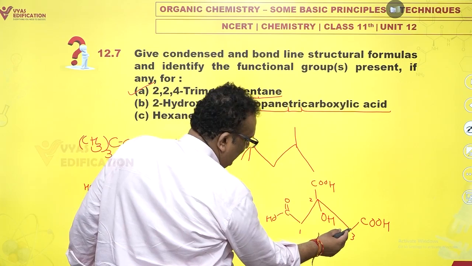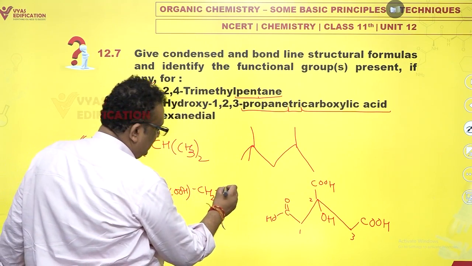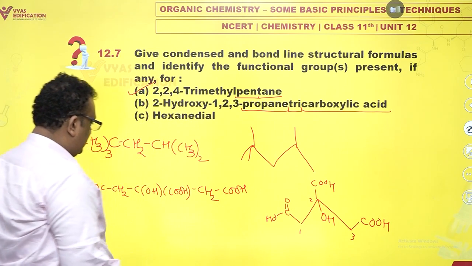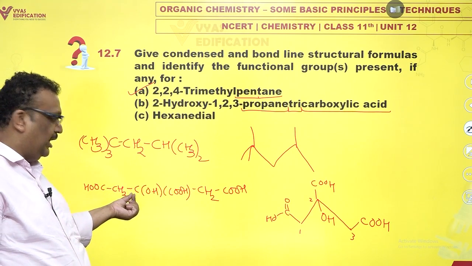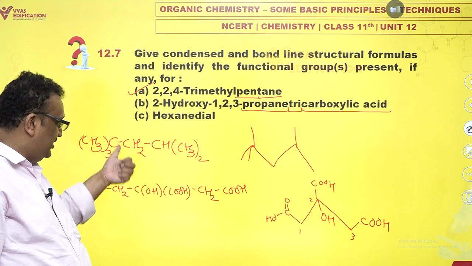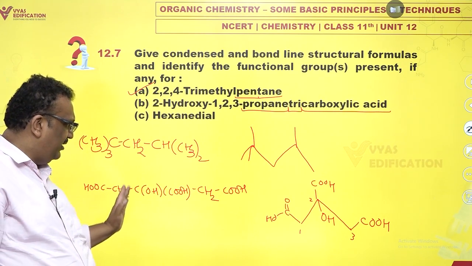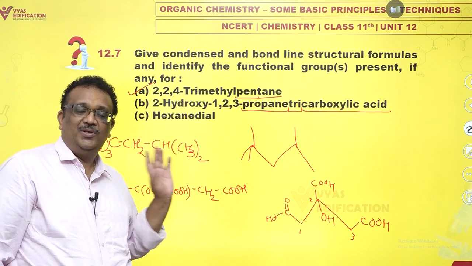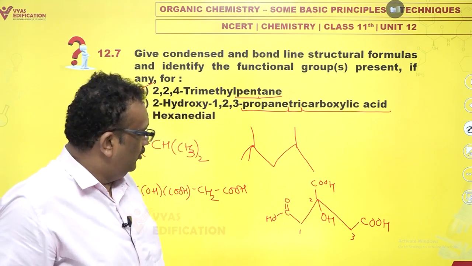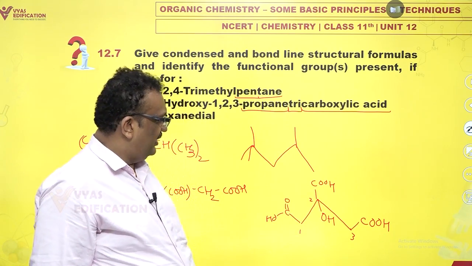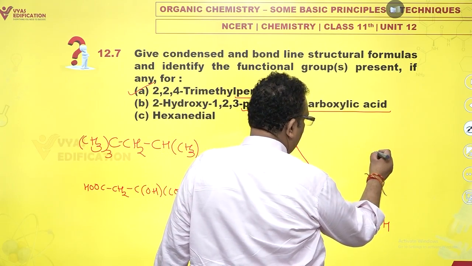And then we have another CH2, which is again attached to COOH. So we have COOH, CH2 one carbon, then second carbon which is attached again to OH and COOH. Since they are side chains, they are just put in round brackets one after the other, and then we have CH2 COOH. This is the condensed formula. What about the bond line notation? This can be slightly improved, and I will get the bond line notation also. How exactly? Let me do it for you.